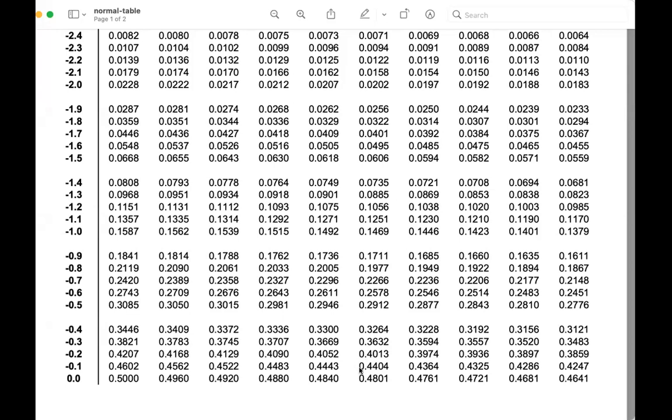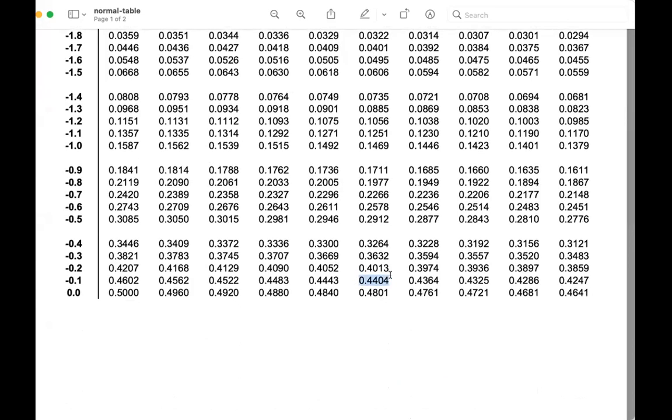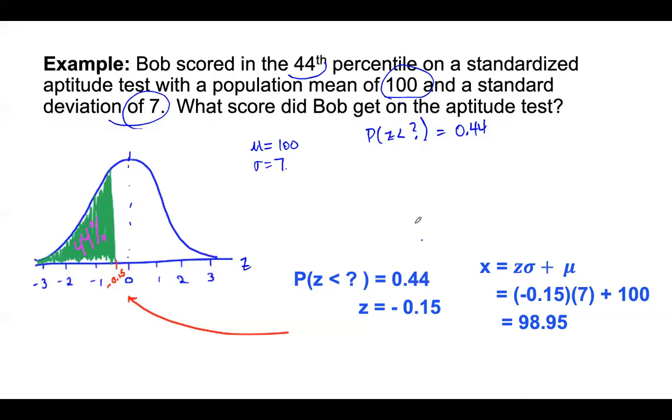So it looks like 0.4404 is closest to this. This one would be further away. This one would be further away. You look at the difference again. So this translates into a Z score of negative 0.15. So that's this value here. So the probability here looks like it's Z equal to negative 0.15. So that is our Z.